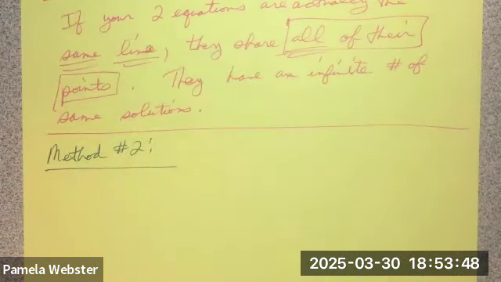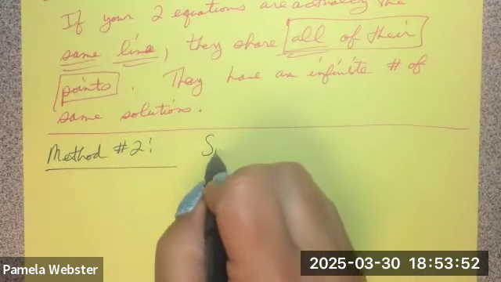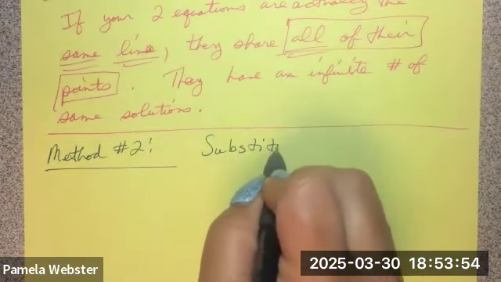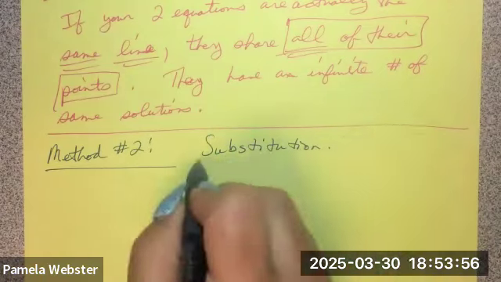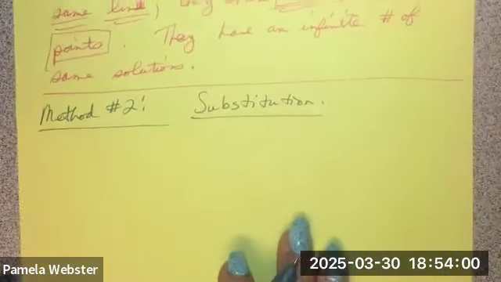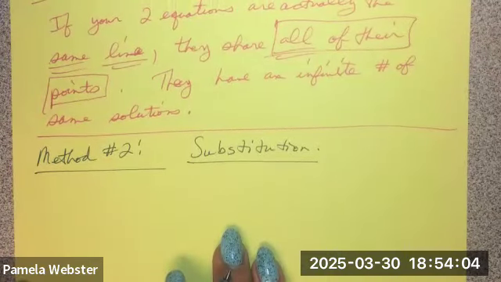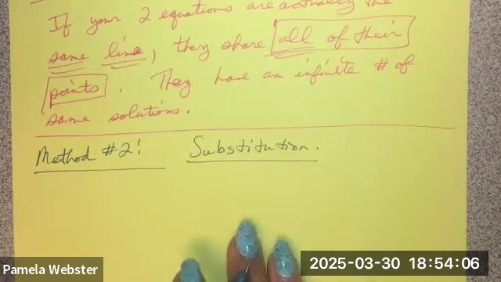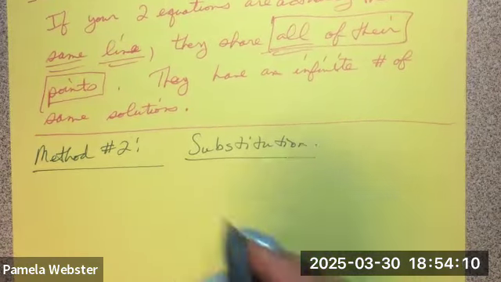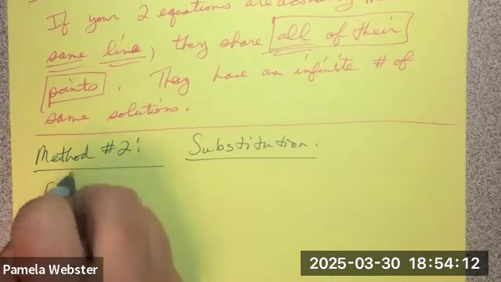Now I'm on to method number 2, which is substitution. Okay, and I'm just going to tell you, substitution isn't my favorite either. It works really nicely when it works, but sometimes it's kind of a pain to deal with. So sometimes I'm just like, why bother? Okay, but here's what happens. We're going to have a system of equations. Let me give you an example.